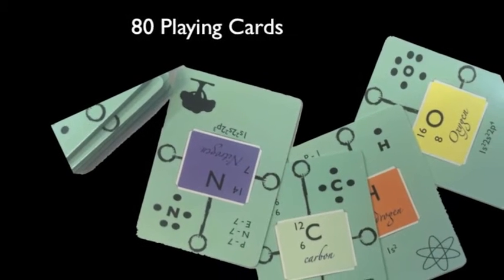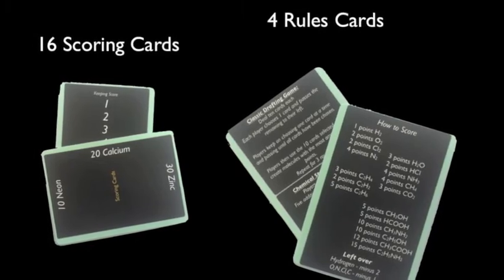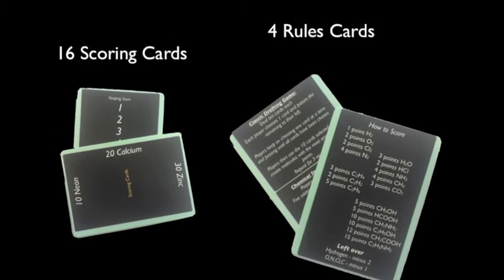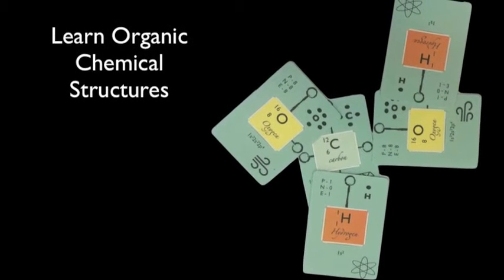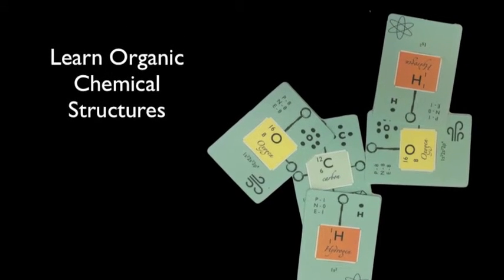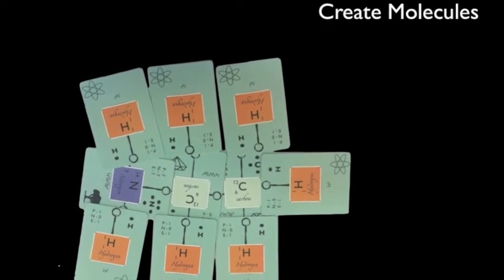So what do I get? In a deck, you get 80 playing cards, which is enough for between 2 and 8 players. You also get some scoring cards to keep score, and some rules cards so everyone can see what molecules are worth what amount of points. What do I learn? Well, you learn how compounds get formed. You learn about organic chemical structures such as methanoic acid there or ethylamine here, and you get to create molecules.